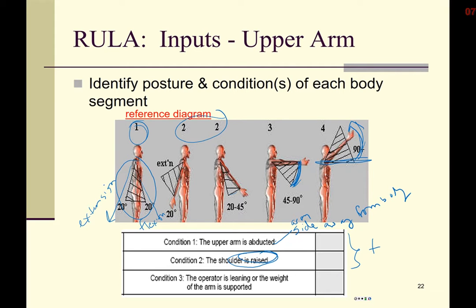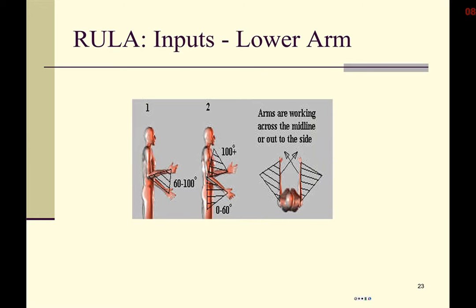The third condition is the operator is leaning or the weight of the arm is supported. That's going to help your body. It's going to create less stress on you, so that'll be a minus. It'll take away points if you're having help supporting the weight of your arm. Okay, so upper arm. The next thing, they'll move down to the lower arm.